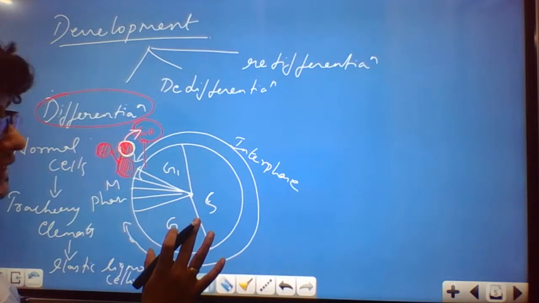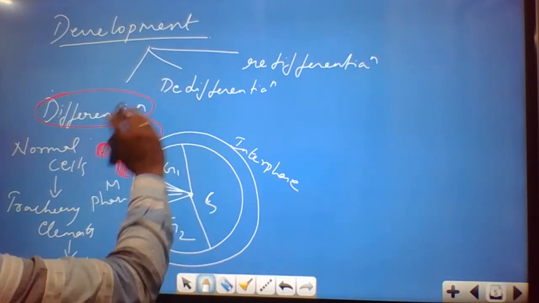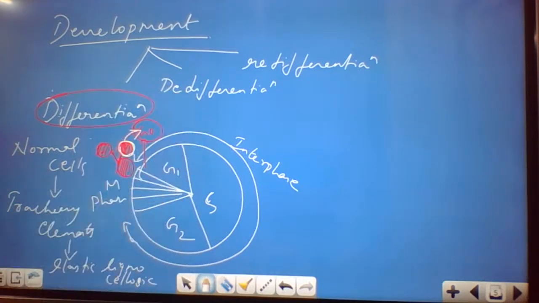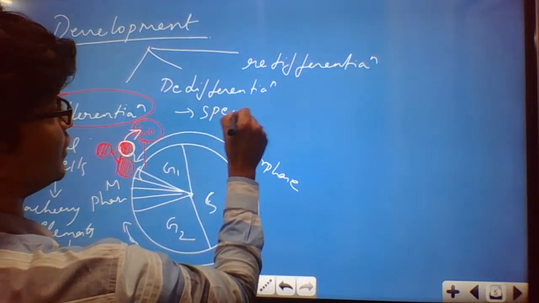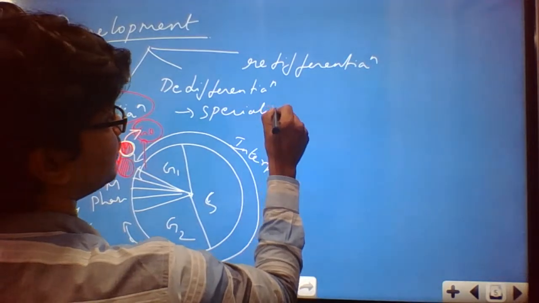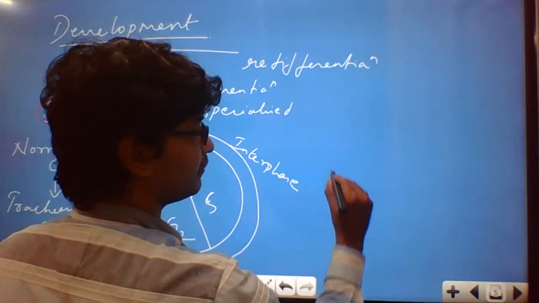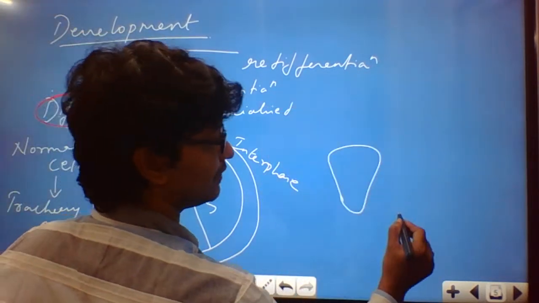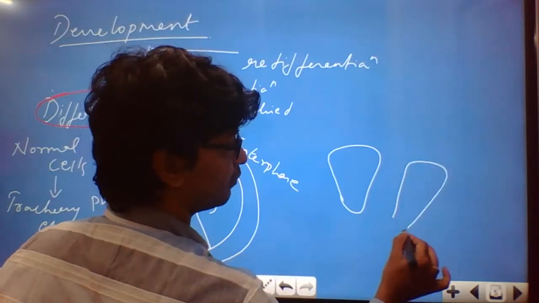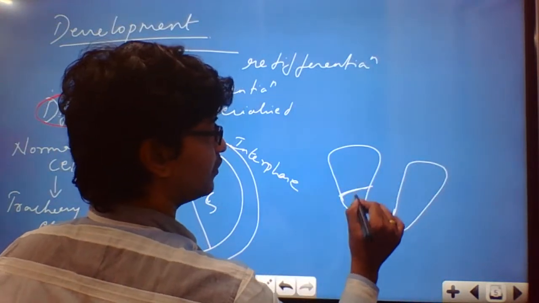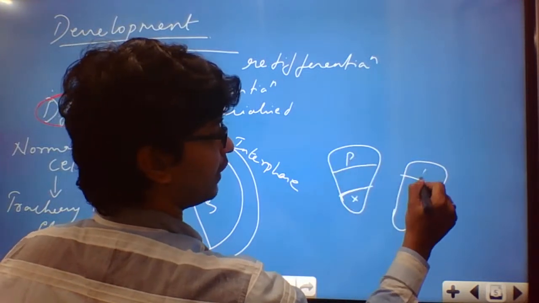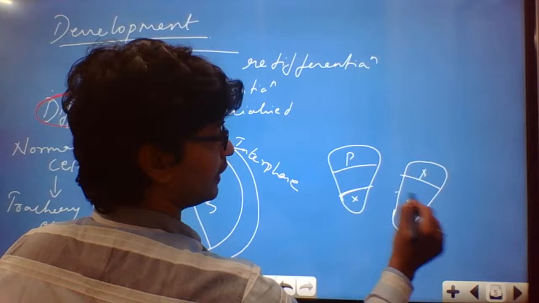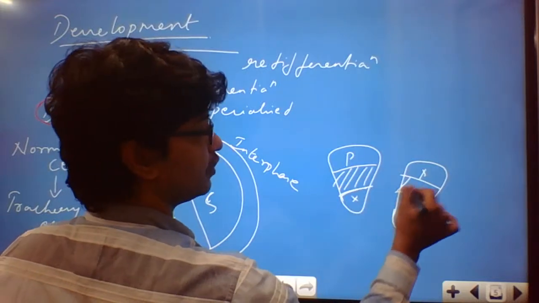Sure, we'll discuss it. Once it goes to the de-differentiation phase, what happens? This will become a specialized structure. For example, the vascular tissues, the bundles, which consist of the xylem and the phloem. Here we have the cambium.